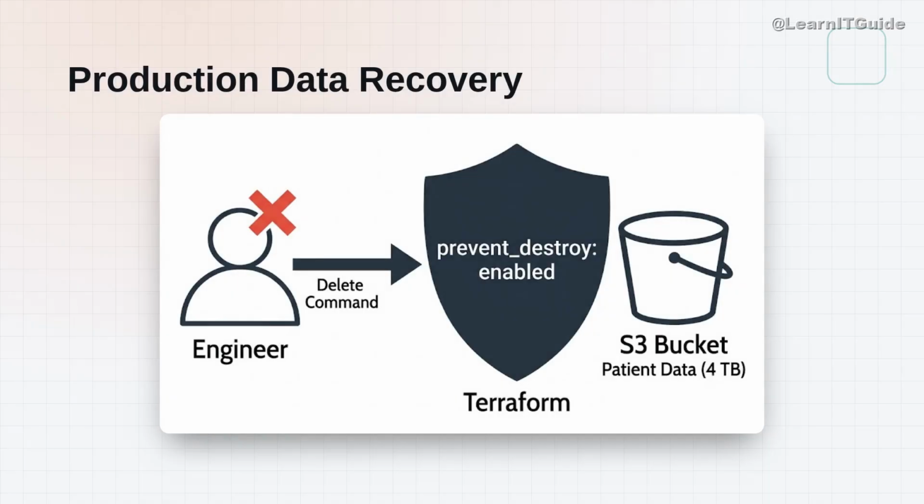Think about this real-world scenario. An online healthcare platform serving millions of patient records once faced a near disaster during a routine infrastructure cleanup. A junior engineer accidentally included an S3 bucket in a delete operation. Because they had the Prevent Destroy lifecycle flag enabled, Terraform blocked the command, effectively saving 4 terabytes of critical patient data from being wiped instantly. The team was alerted, the code was fixed, and the production environment remained stable throughout the ordeal. That is the power of proactive safety settings in your infrastructure code.